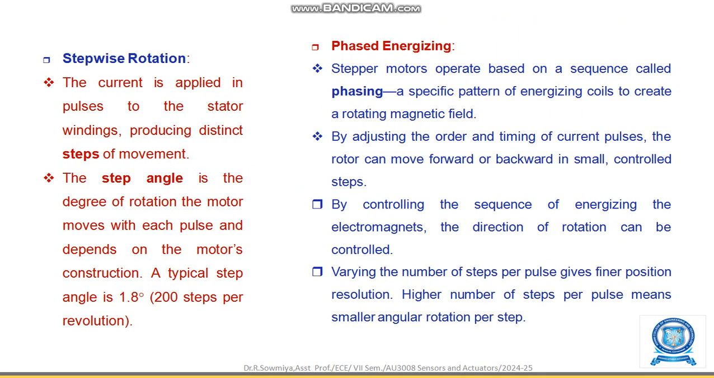Stepwise rotation. The current is applied as pulses to the stator winding, producing distinct steps of movement. Step angle is the degree of rotation the motor moves with each pulse and depends on the motor construction. The typical step angle is 1.8 degrees.